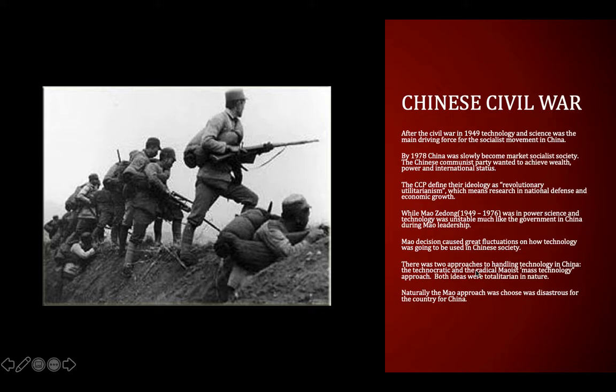While Mao Zedong was in power, science and technology was unstable, much like the government in China during Mao's leadership. Mao's decision caused great fluctuations of how technology was going to be used in Chinese society. There were two approaches to handling technology in China: the technocratic way and the radical Maoist mass technology approach. Both ideas were totalitarian in nature. Naturally, the Mao approach was chosen, but it was very disastrous for the country of China.